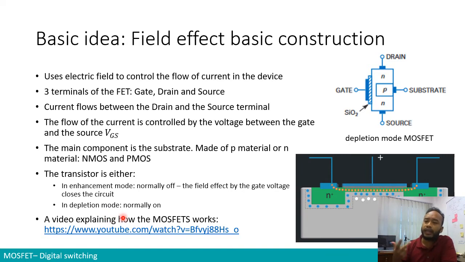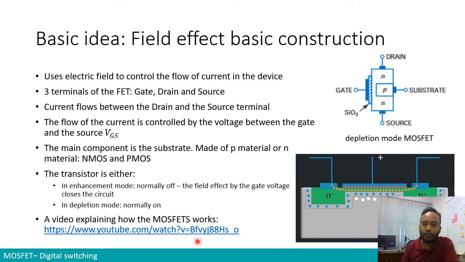So we can basically see it as a normally open or normally closed switch, right? In enhancement mode, it is a normally off or normally open switch. So if you apply the VGS, then you will turn on the circuit. So it is normally off, but depletion mode is normally on. So the channel is already there. So we deplete the channel to when it works. So we turn off when we supply the input VGS.